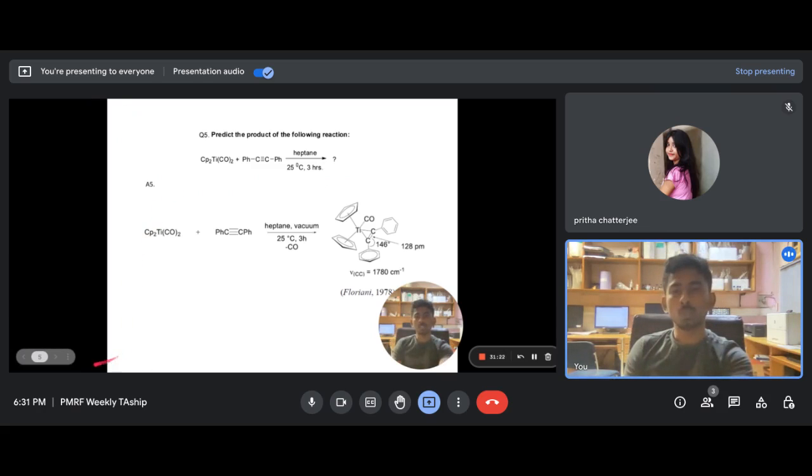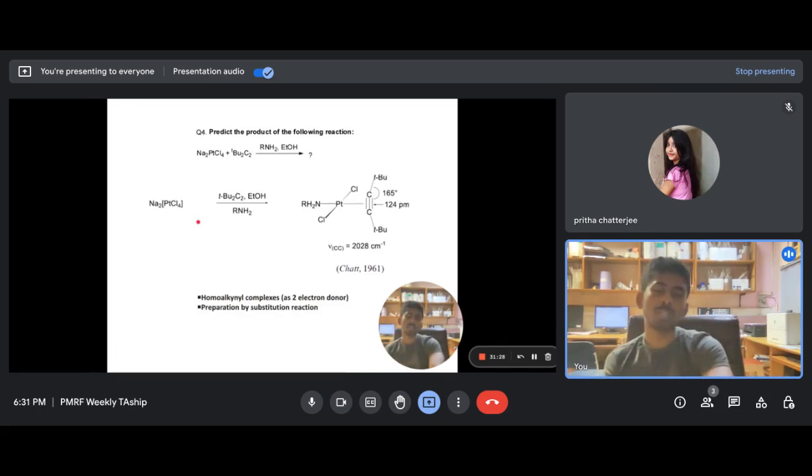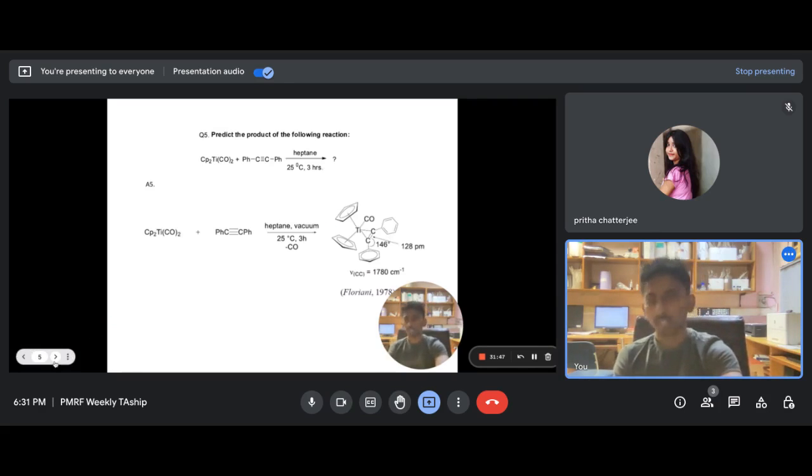The last slide, actually one point maybe I have missed out. In the last example I have told you that the early transition metal will prefer this 4 electron donor kind of binding, but the late transition metal will prefer this 2 electron kind of binding. You see this platinum 2 center is a late transition metal, that's why it is preferring the 2 electron donor mode of binding of the alkyne, unlike the chromium or molybdenum or titanium kind of systems.